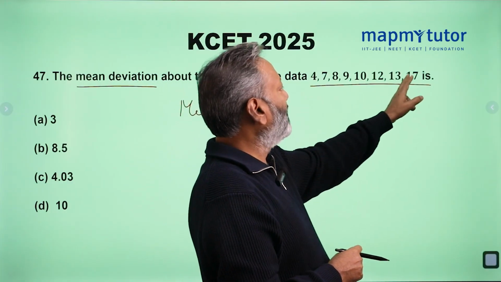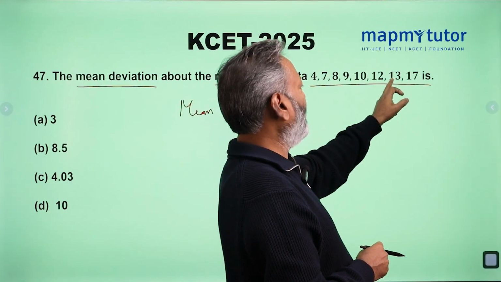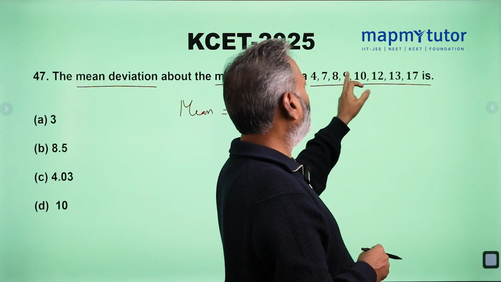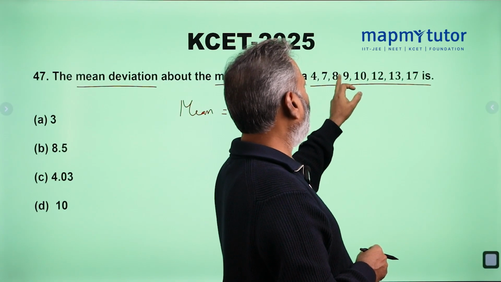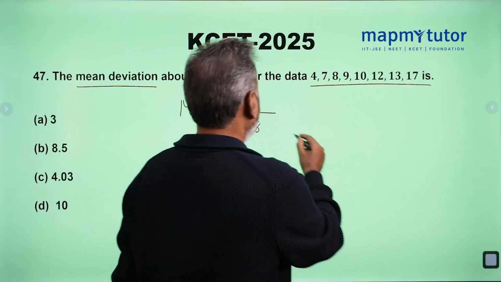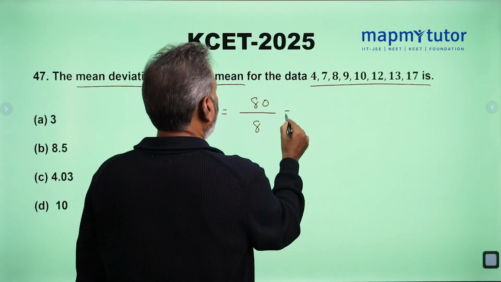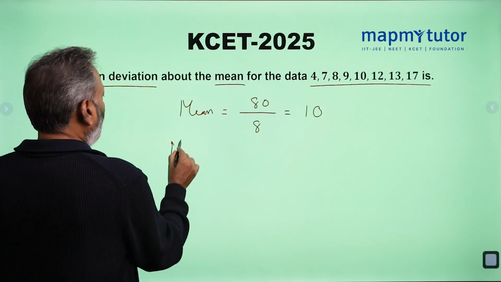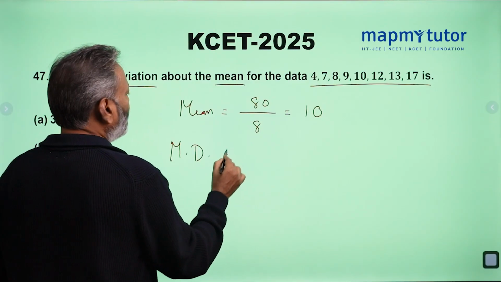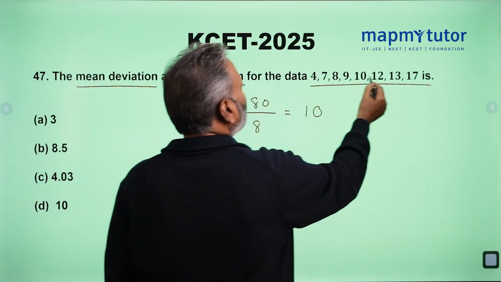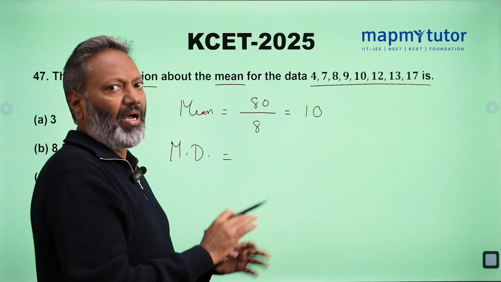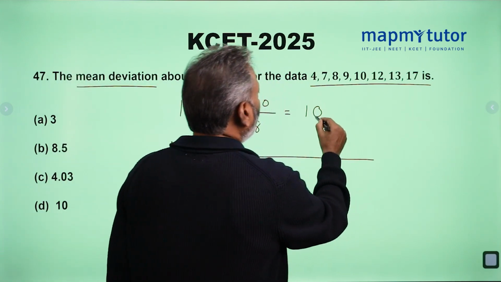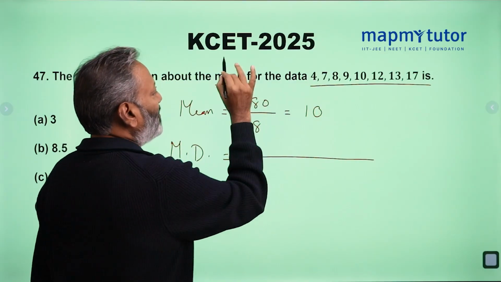Anybody, can you help me? 17 plus 13, 30. Plus 10, 40. 42, 52, 60, 69, 76, 80. 80 by 8, of course, 10. This is the mean. Now I need the mean deviation. Mean deviation in the sense, from the mean, how this data is deviating, divided by the number of items again. So I have to take the differences of these data from the mean.